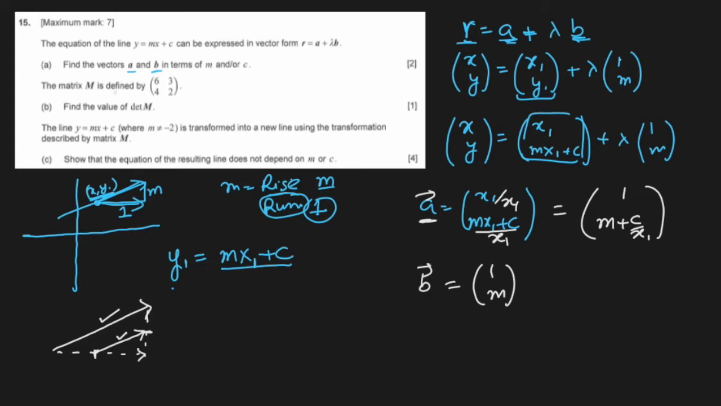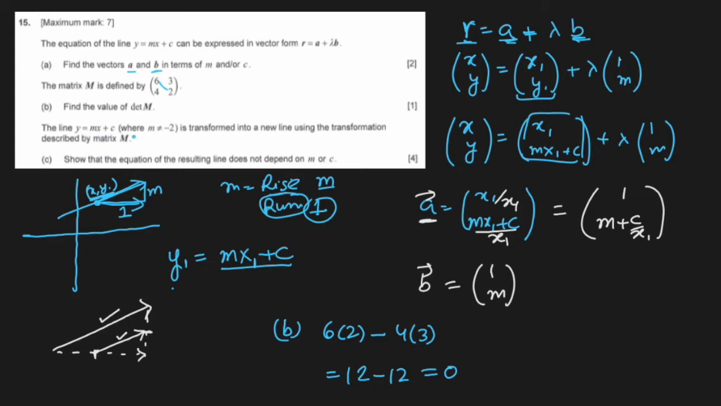The matrix M is defined by this one. Find the determinant of M. So the determinant of M will be 6 times 2 minus 4 times 3, which is 12 minus 12 equal to 0. Okay, that's the determinant of matrix M.